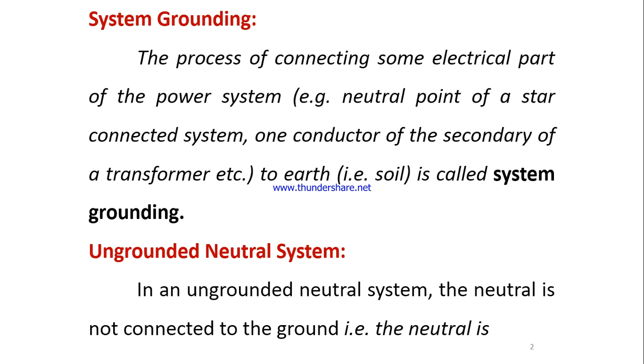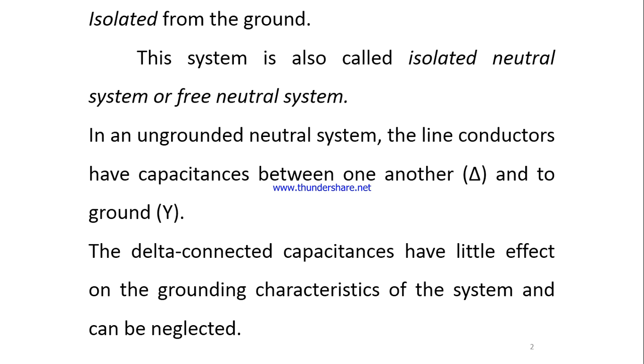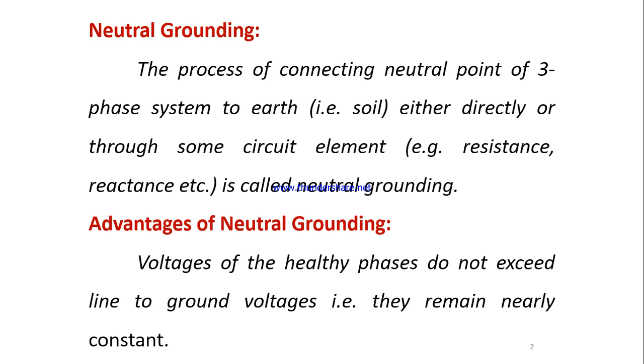Here the ungrounded neutral systems may be considered. In an ungrounded neutral system, the neutral is not connected to the ground, that is, the neutral is isolated from the ground. Such a system is known as a free neutral system. In an ungrounded neutral system, the line conductors have capacitance between one another and to the ground. The delta connected capacitances have little effect on the grounding characteristics of the system and can be neglected. So let us consider the star connection alone.